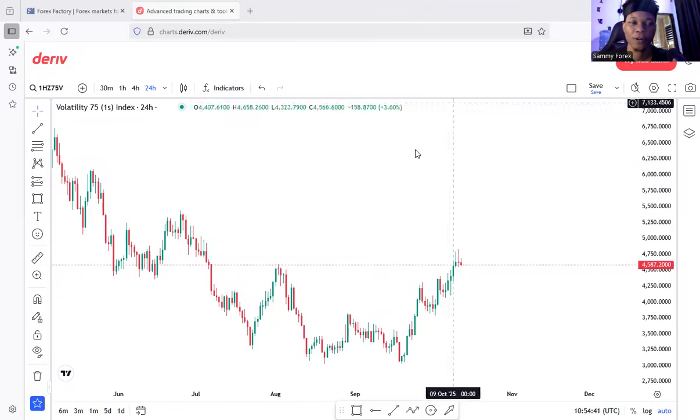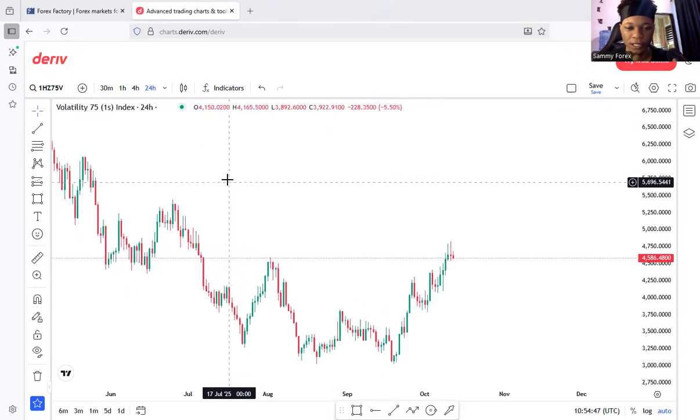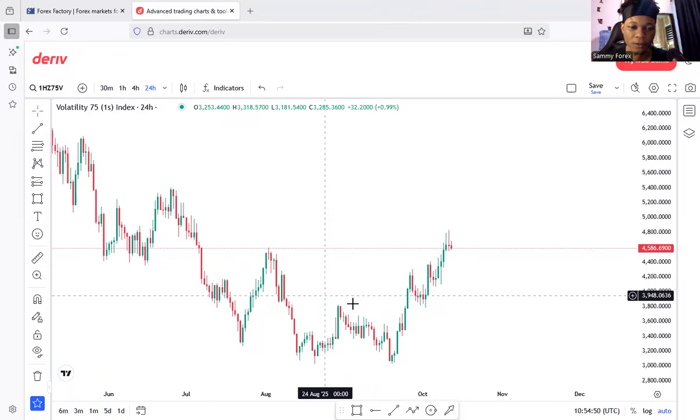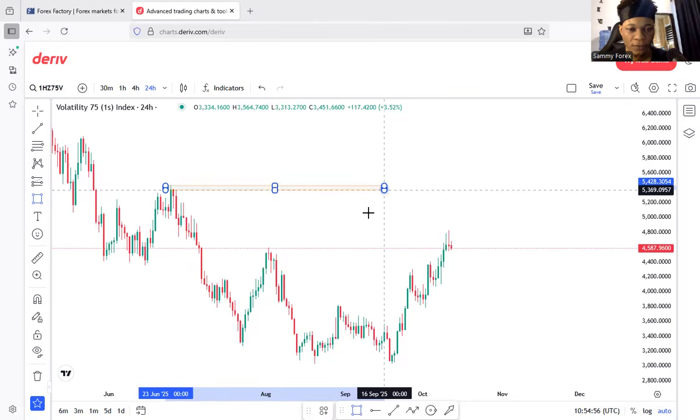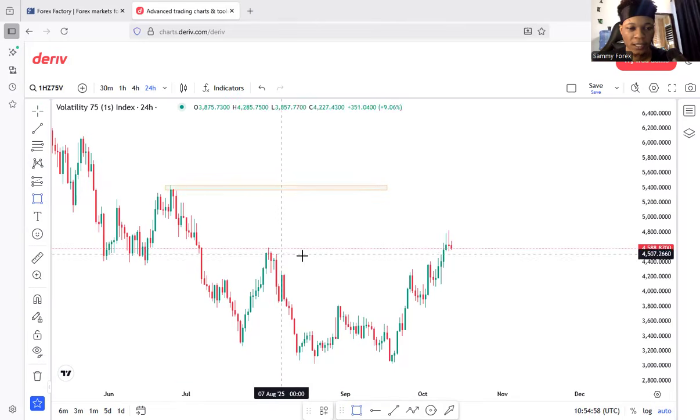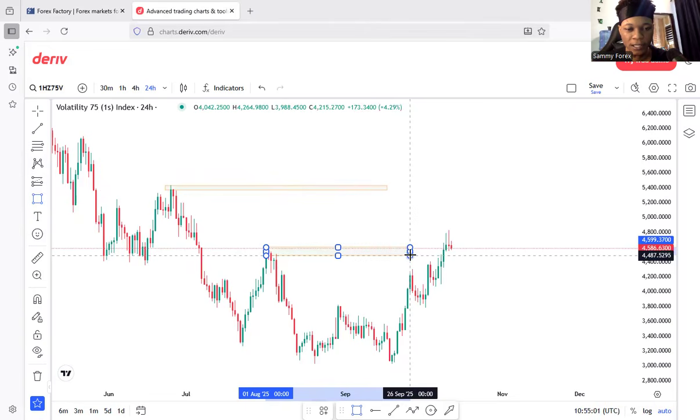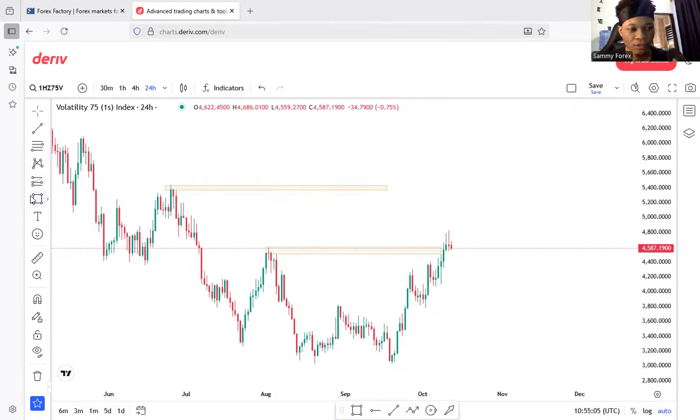Okay, so I'm currently on the 75 (1s) index, on the 24-hour time frame. If you look at the structure of the market, it was bearish. Notice price was bearish and none of the highs were broken. Price was creating lower highs, and then recently price turned. And then look at it, price is continuously creating highs and maintaining them.